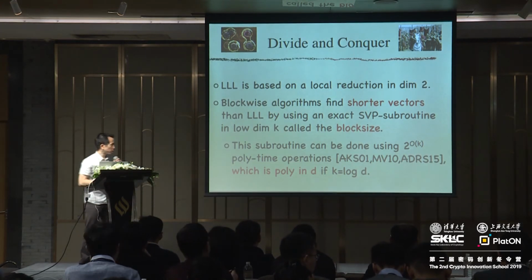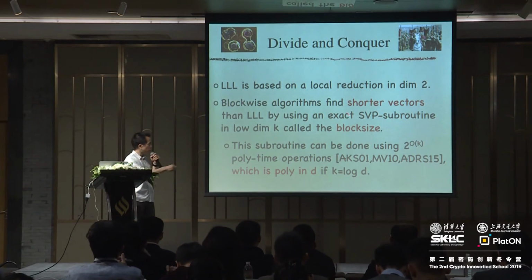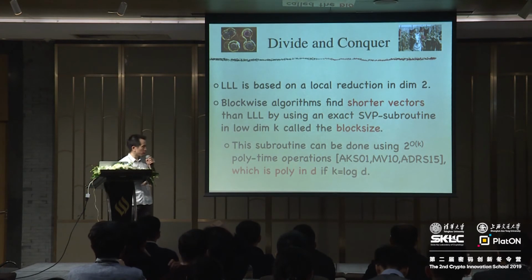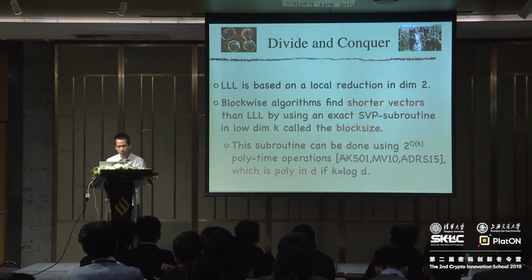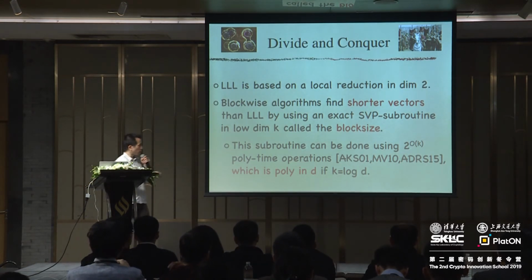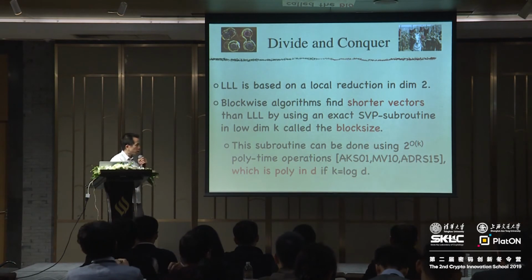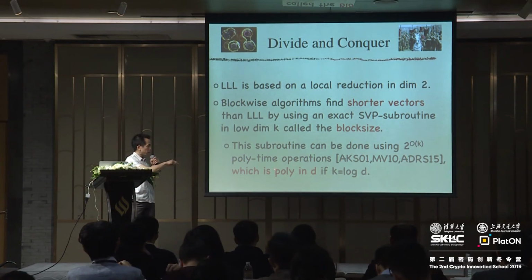So thanks to enumeration and better versions of enumeration, you can do this subroutine in only single exponential time in the block size. Before, I showed you Kannan's algorithm in super exponential time; this has been improved with sieving. So with sieving, you can get a single exponential time here. What is great is if you choose the block size small enough, so if you take k, a block size logarithmic in the dimension, 2 to the power k becomes polynomial. So that's the only trick.